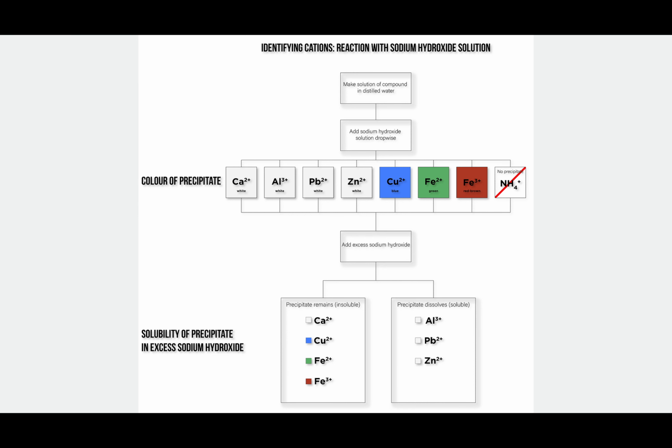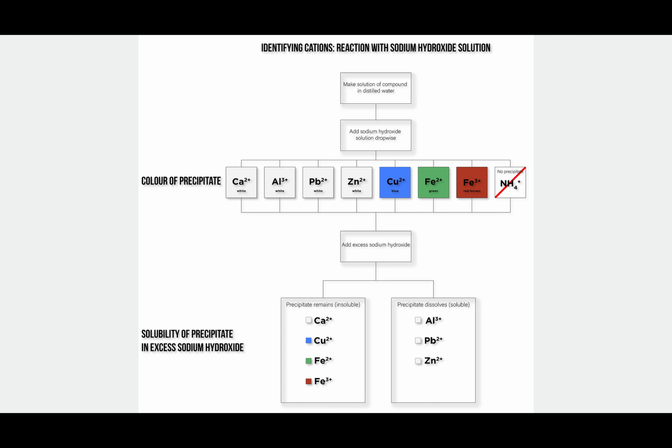Looking at the reactions, the first reactions we're looking at are the cations with sodium hydroxide. When we make a solution of the compound and distilled water, what we're doing is releasing the cations into solution, and now we add sodium hydroxide dropwise. If you add it dropwise, you should get a white precipitate for aluminium, calcium, lead, and zinc, but you'll get a blue precipitate for copper, iron 2 plus will be green, and iron 3 plus would be red brown, and there will be no precipitate for ammonium.